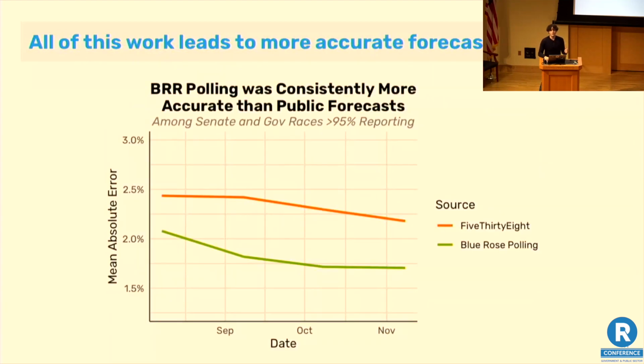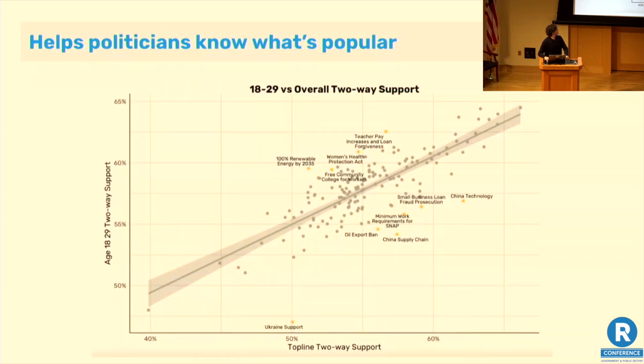So when you actually go and do all this work, you end up with more important election forecasts, which is important for outcomes. We actually end up helping people. Doing all this work allows us to help people understand what policies are popular and which ones aren't. I'm just going to talk about some parts of this graph because it's funny.